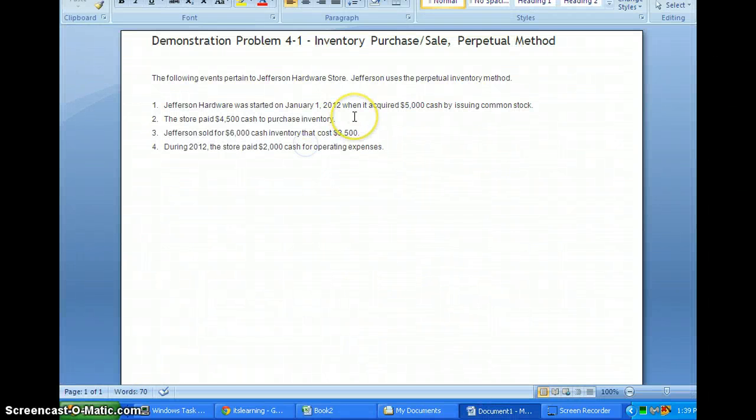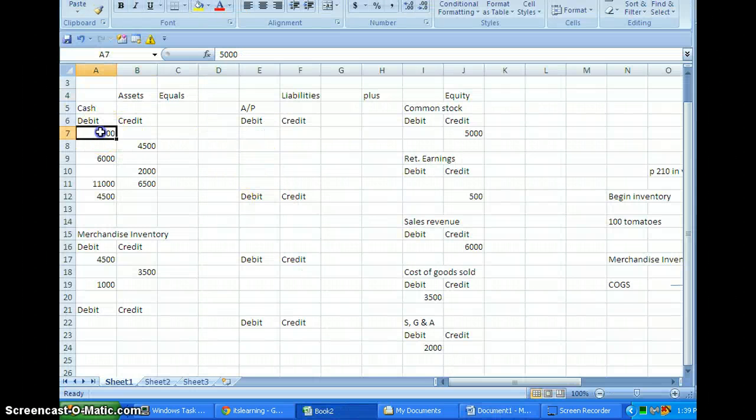So the first transaction we have is this. They start the company by selling $5,000 worth of common stock. $5,000 cash goes up, and common stock equity goes up. And again, please reflect back to page 150 of your text so you know how to properly increase a cash account and how to increase a common stock account.